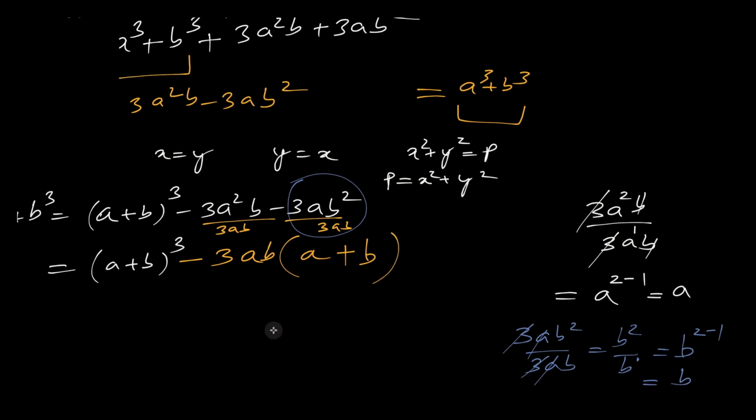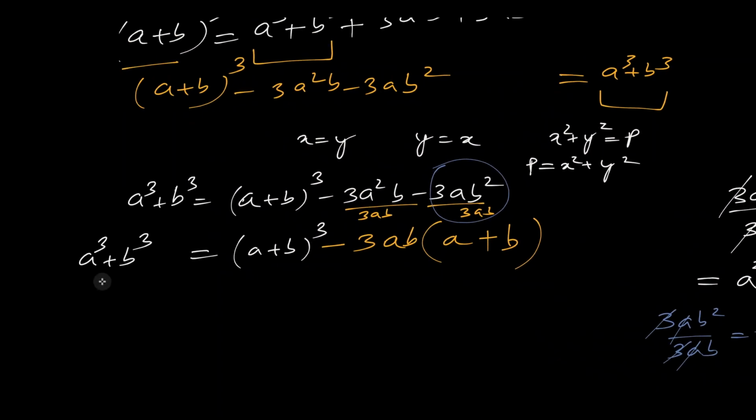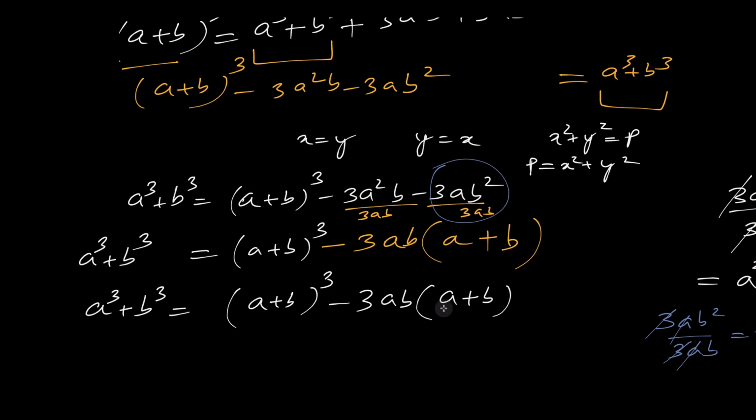Now go back to the main question. We were solving the factor for a cube plus b cube. Now I'm going to write as it is, a cube plus b cube equals, this is a plus b whole cube minus 3ab times a plus b. Now can you see there is one common factor between these two things? What is that? It is the complete bracket a plus b, and this is the complete bracket a plus b.